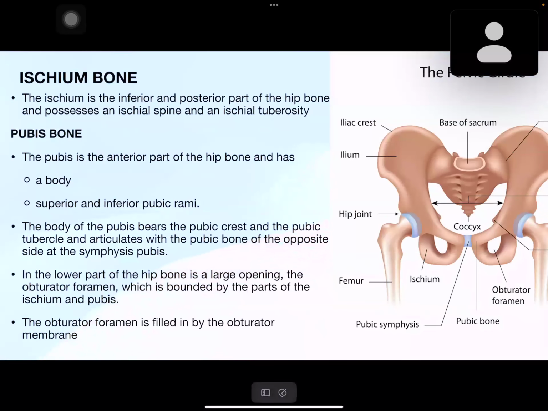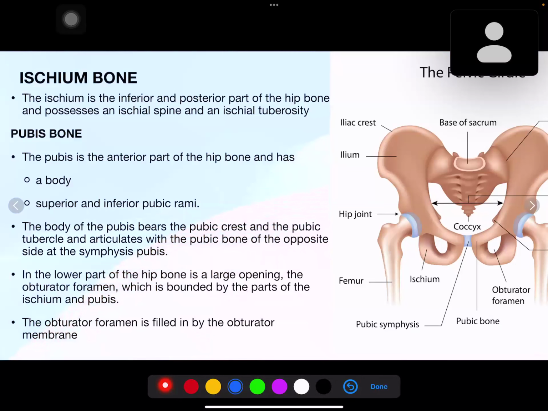Then there's the ischium. As you all know, it's the inferior and posterior part of the hip bone, and two important landmarks on the ischial bone are the ischial spine and the ischial tuberosity. You must remember that these 2 points are very important because the sacrotuberous ligament and sacrospinous ligament attach on these 2 points. So the ischium is very important for these ligaments.